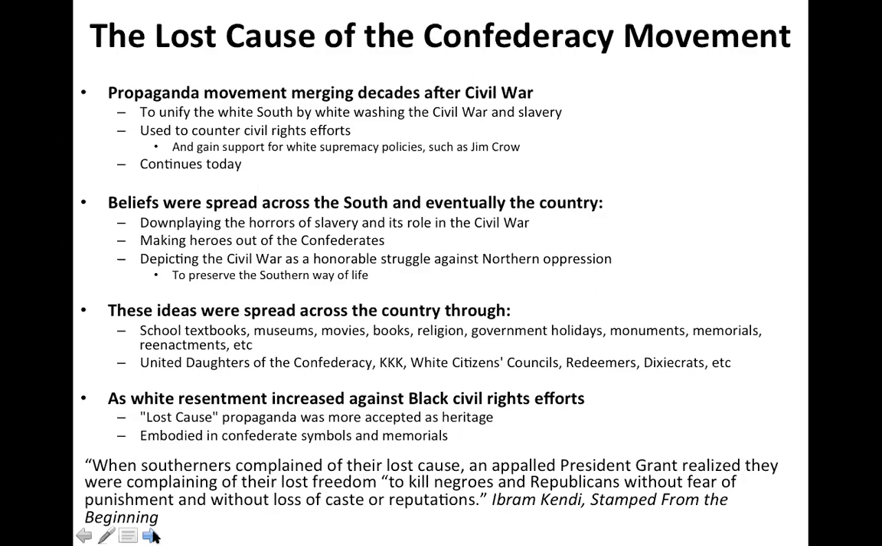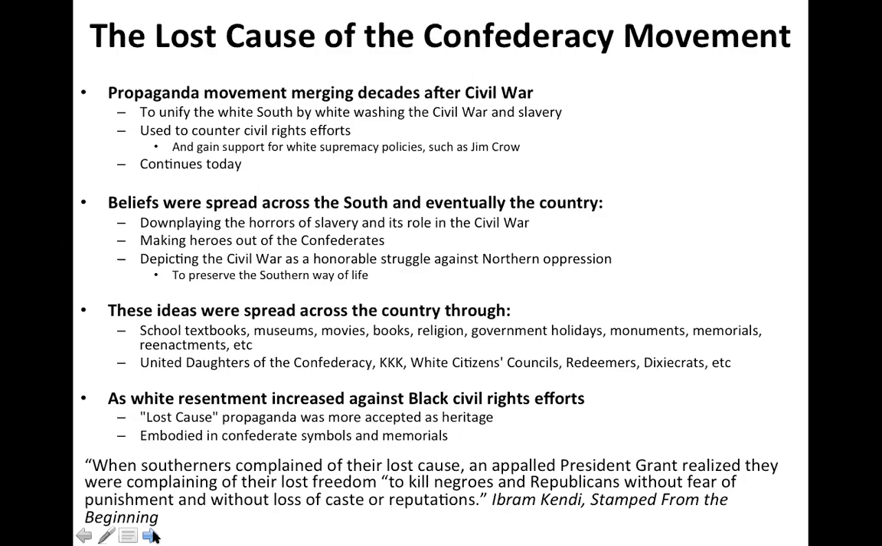So this was a propaganda movement. It started in the South, very focused on whitewashing the Civil War and slavery. But it was particularly used to counter any kind of resistance to white supremacy, resistance against Jim Crow and civil rights movements and things like that. And this movement is still continuing to this day. Anytime we try to take down a Confederate statue, we see a whole movement of resistance against that, from people who have grown up with these narratives of a lost cause.